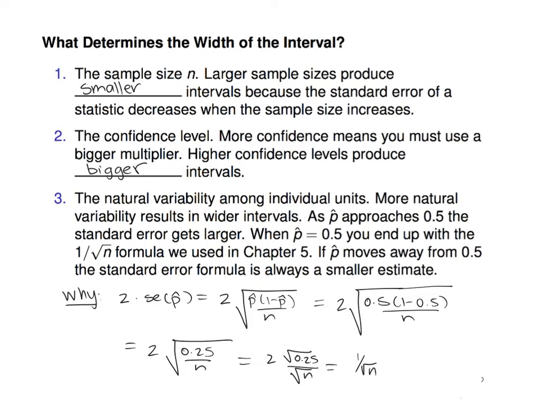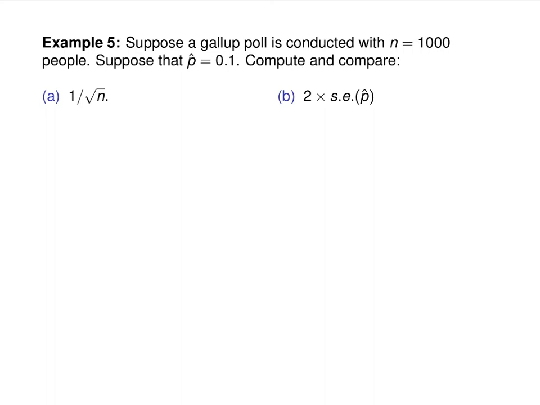And if the p hat is either bigger or less than 0.5, this is always an overshoot or a bigger estimate. And we can explain that with an example. So suppose a Gallup poll is conducted with 1,000 people, and suppose that p hat is 0.1. Compute and compare the conservative margin of error, this is from chapter 5, to the 2 times the standard error of p hat. So in this case, we would have 1 over root 1,000, which is about 0.032.